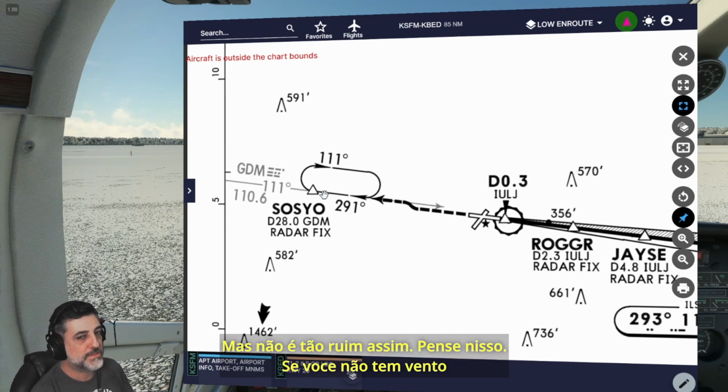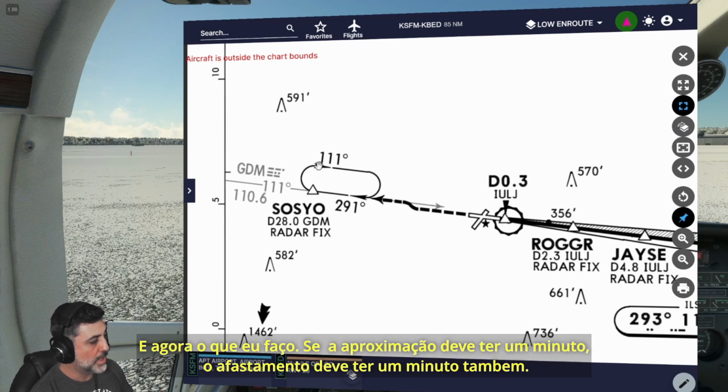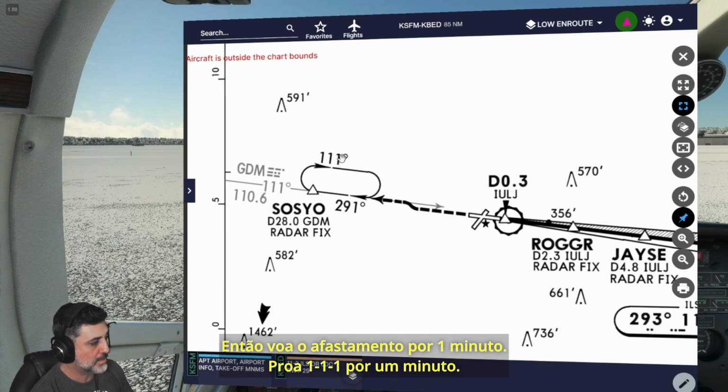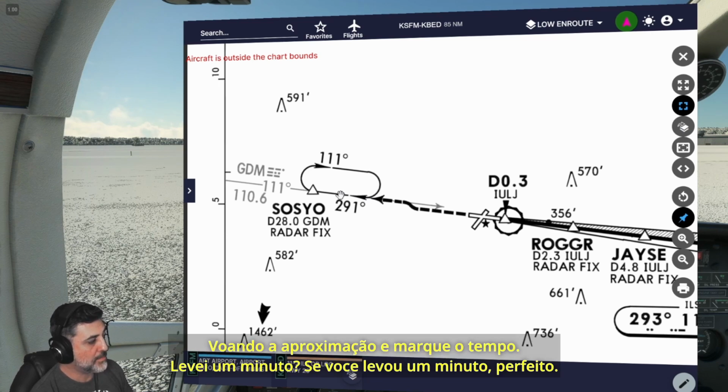Think about it. If there is zero wind and you fly over SOCIO to start the hold, okay, right turn, 180 degrees, you're going to end up here. There's no wind, right? And now, well, what do I do? Well, if the inbound needs to be a minute, then the outbound needs to be a minute. So fly the outbound for a minute, heading 111 for a minute. That's going to put you very close to this. Turn 180, boom, here you are. Fly it inbound and time yourself. Did I take a minute? And if you took a minute, you're perfect.